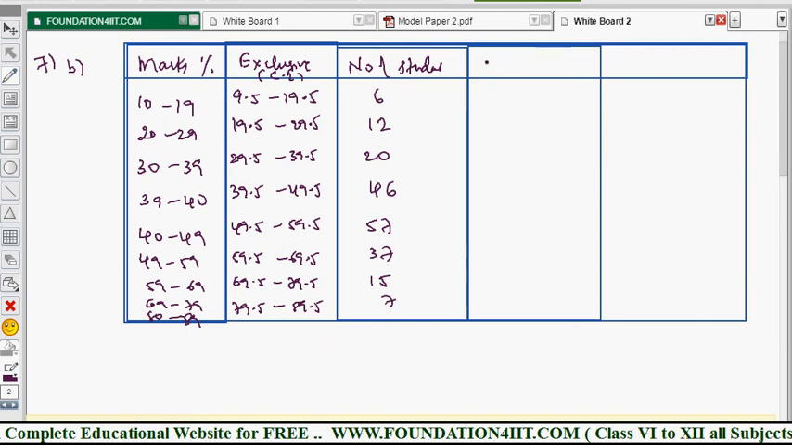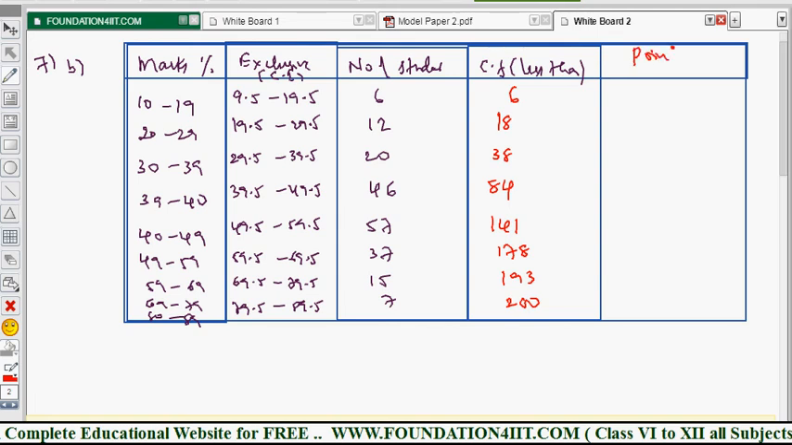Then we can write the cumulative frequency, that is less than. So up to here is given in the question itself. Then if we take the less than cumulative frequency, first 6 is as is, right? 6 plus next 12 is 18. Just add the next numbers. 18 plus next 20, so 38. And add, so 84. And plus the next number, so 141. Plus 37, so 178. 178 plus 15 is 193, plus 7 is 200.